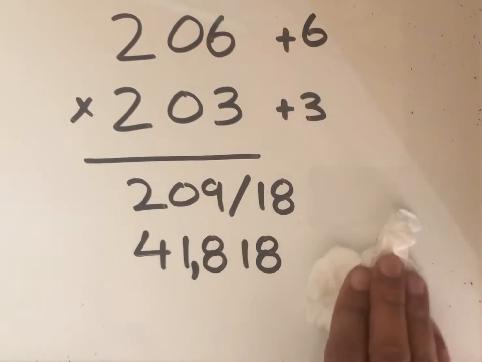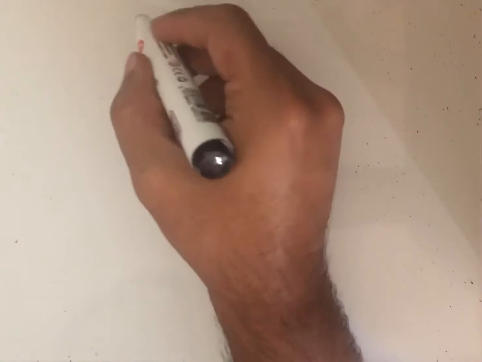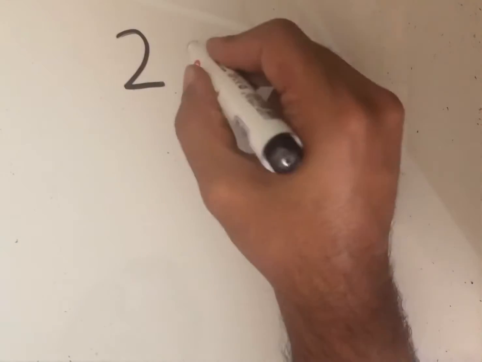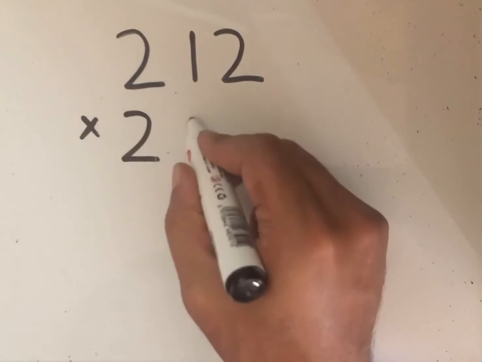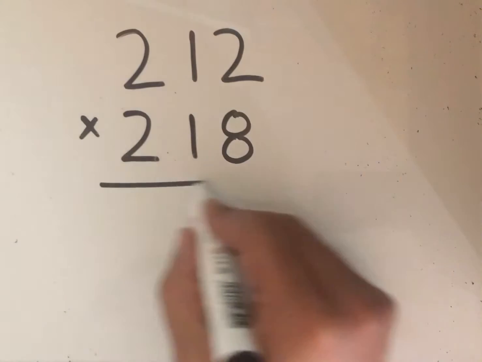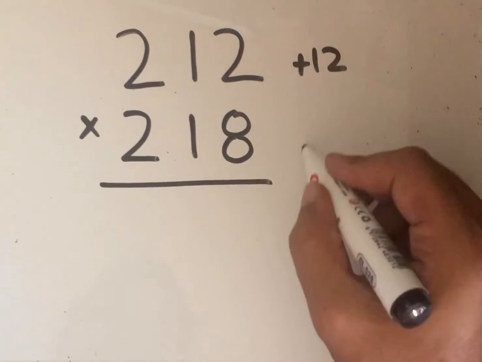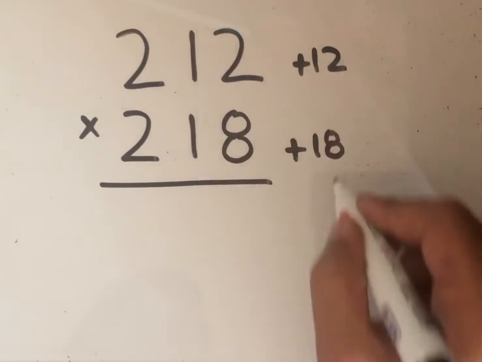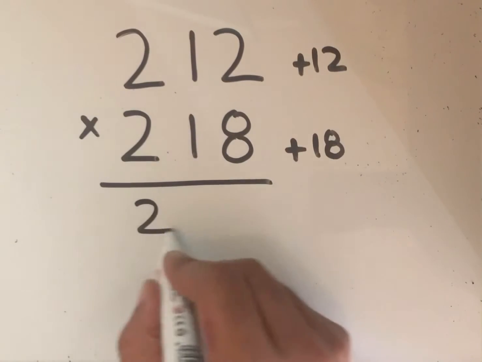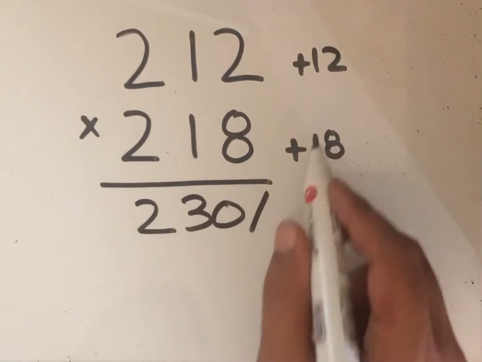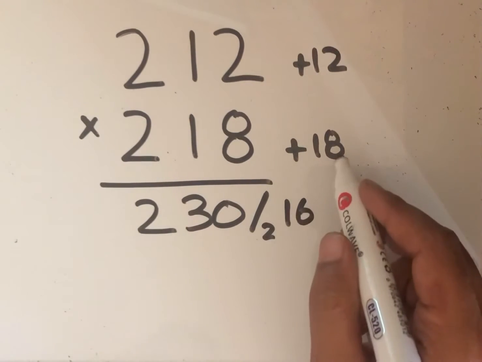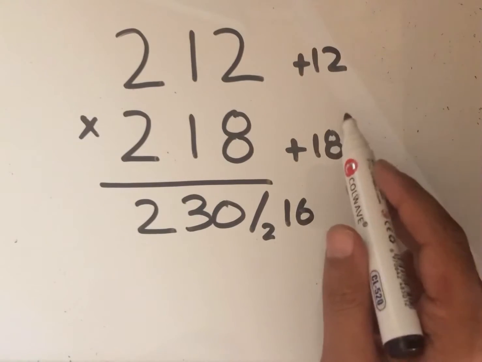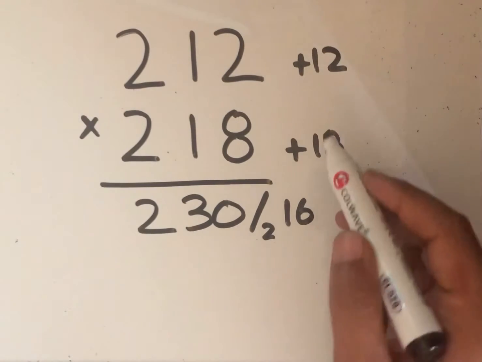212 times 218. So this is 12 above our base, this is 18 above our base. I can cross add and I get 230, first part of my answer. And then 18 times 12 is 216. And I could easily do that using base 10 multiplication. 18 plus 2 is 20, times 10 is 200, plus 2 times 8 is 16, 216.